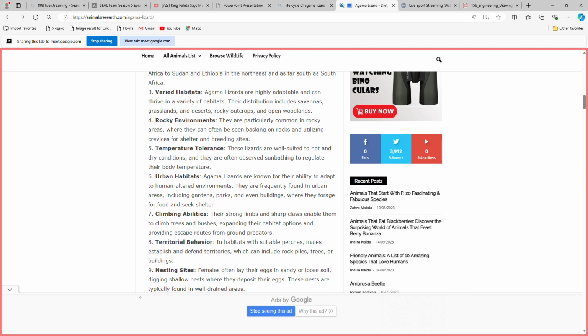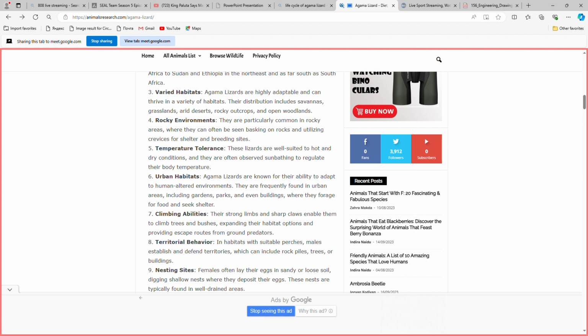And also the territorial behavior is that in their habitat, okay, with suitable perches, the male agama will establish and defend territories, okay, which can include rock piles, trees, or buildings. So that is a unique behavior about the males. So they create defense to avoid any external danger from coming to their habitat.